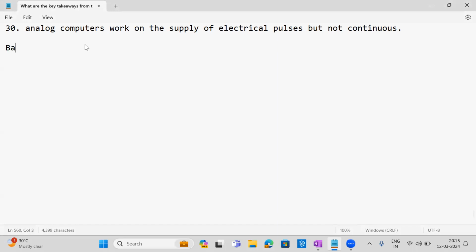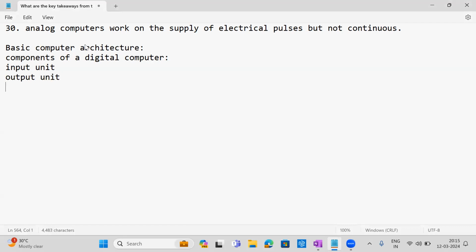Next, we will discuss the basic computer architecture. In this, we will see the components of a digital computer. The components of a digital computer are input unit, output unit, CPU, memory. So these are the main components of a digital computer.